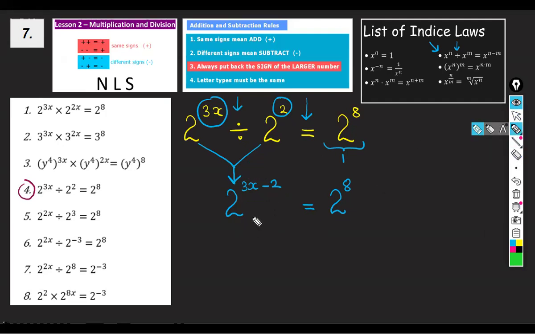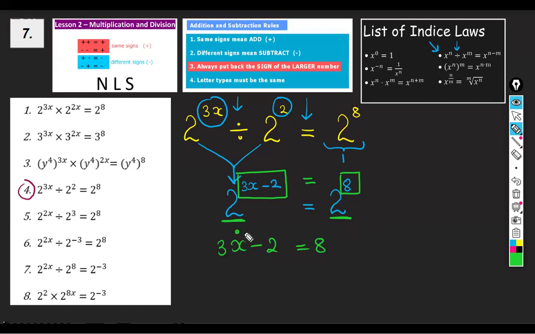But at least something good happened. This side has 1 item now, and this side has 1 item, and both of them have a base of 2. So you can make the comparison. This is equal to 8. So you can make an equation out of that just like last week. So to simplify, you get 3x minus 2 is equal to 8. And you are trying to solve for x.